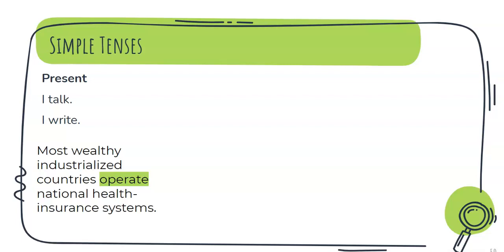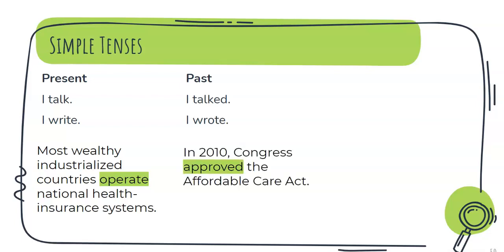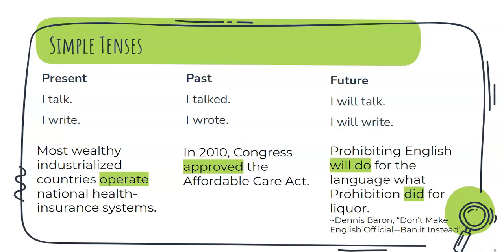We use the simple past to indicate actions that were completed in the past. I talked and I wrote. In 2010, Congress approved the Affordable Care Act. The simple past tense verb is approved. Use the simple future to indicate actions that will take place in the future. I will talk and I will write. Prohibiting English will do for the language what prohibition did for liquor. Will do is the simple future, and did is the simple past.